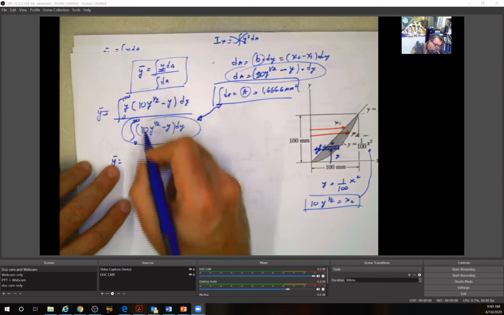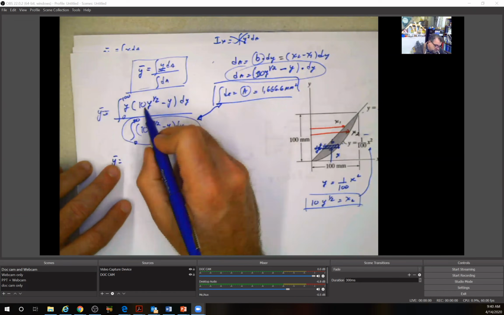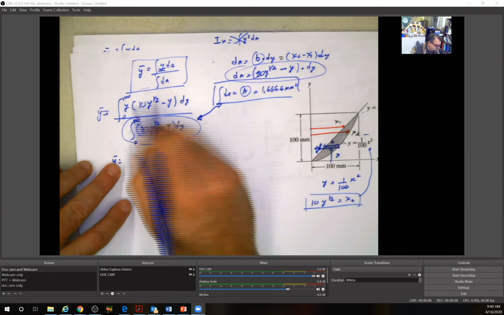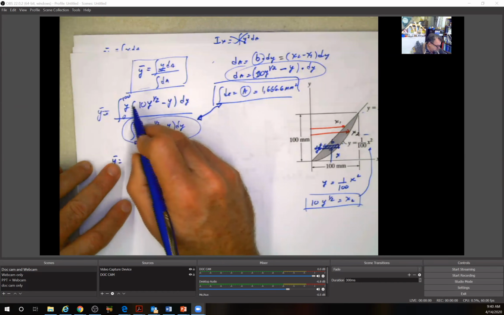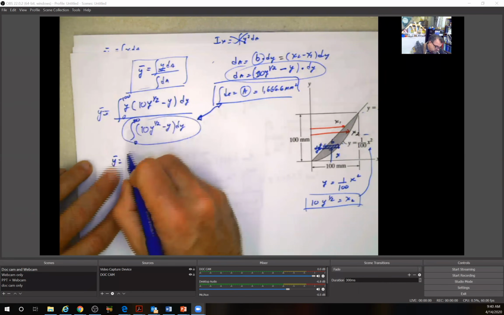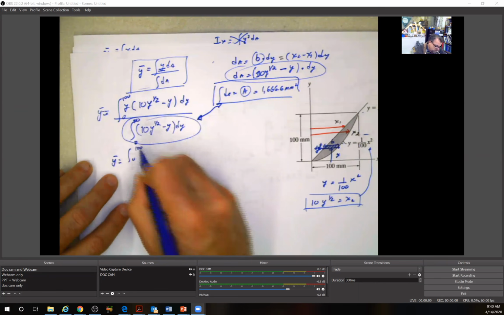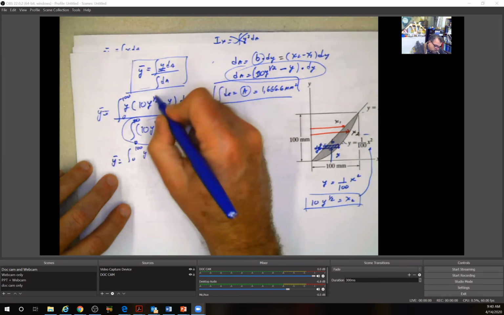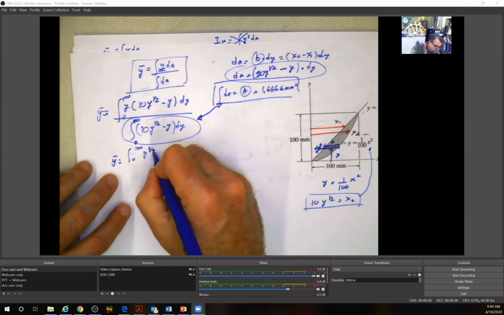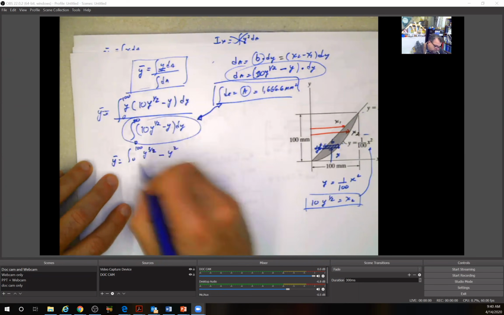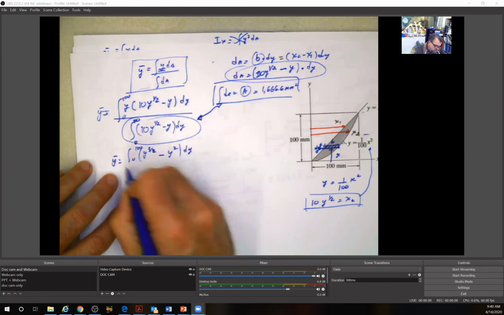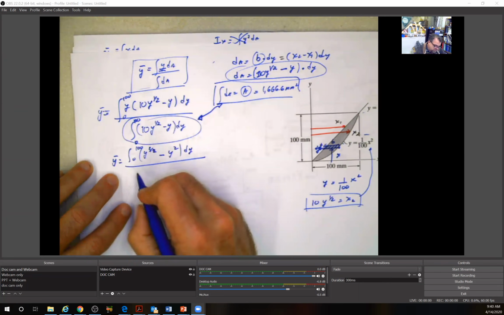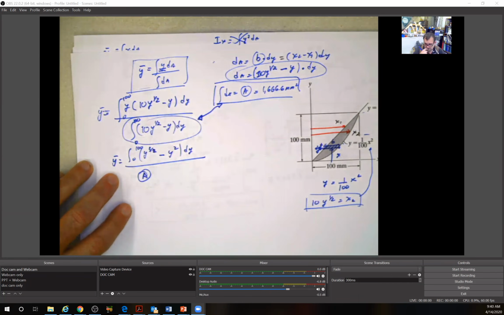So the top part will be y to the 1/2 plus 1 divided by 1. So that means this is 3/2. So the integral from 0 to 100 of y to the 3/2, this is 2 over 2, and this is 1 over 2, so 3 over 2 minus y squared dy, divided by the integral of this. I'm just going to put the area there because I know the area.